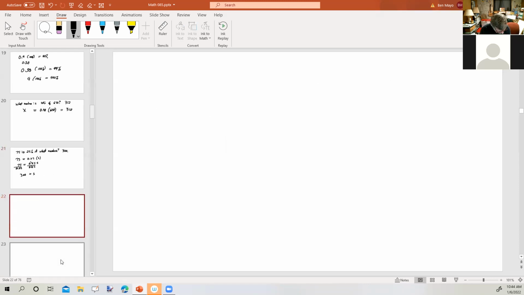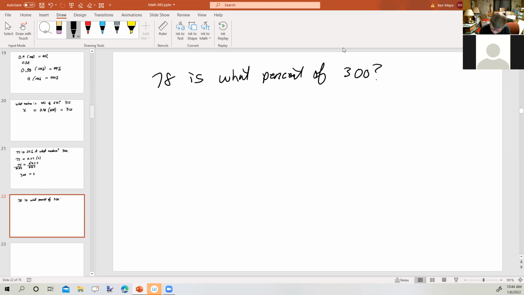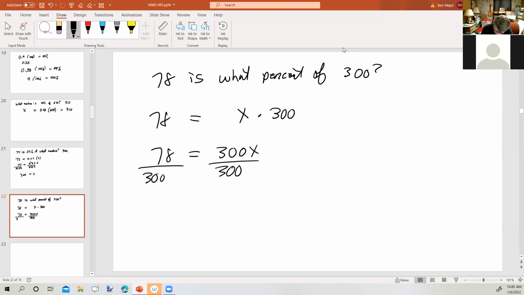Okay. And here we have 78 is what percent of 300? So 78 equals x times 300. What percent is the unknown? Of is times, and 300 is 300. So 78 equals 300 times x, because I want to put the coefficient in front of the variable. Divide both sides by 300. And let's see what we get. 78 divided by 300 is 0.26.